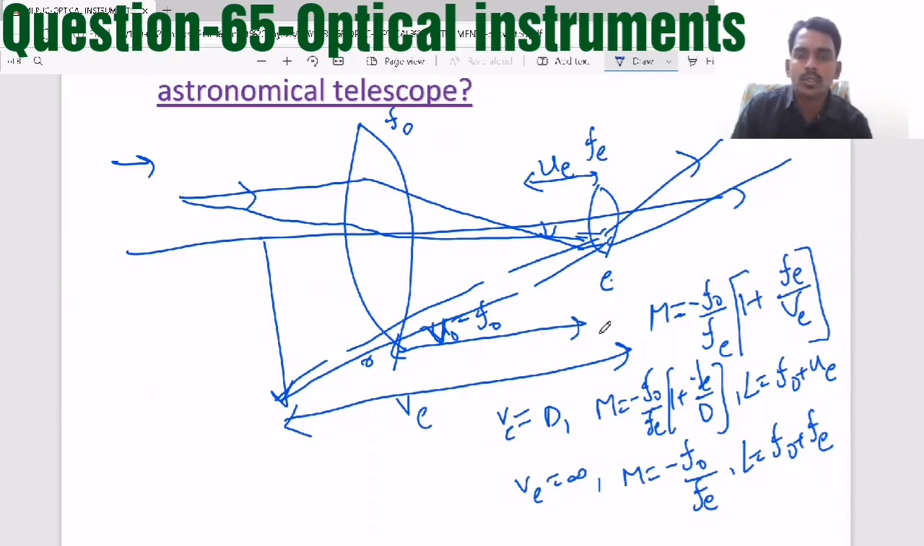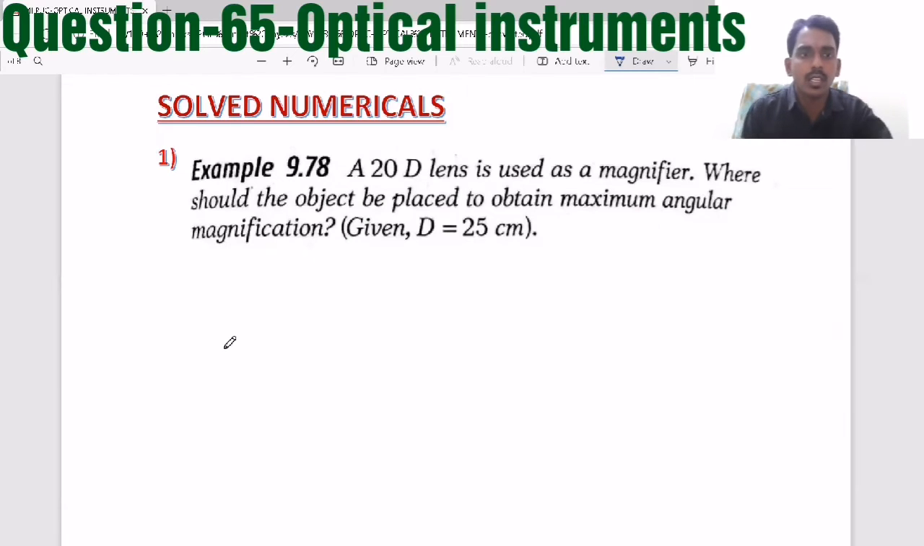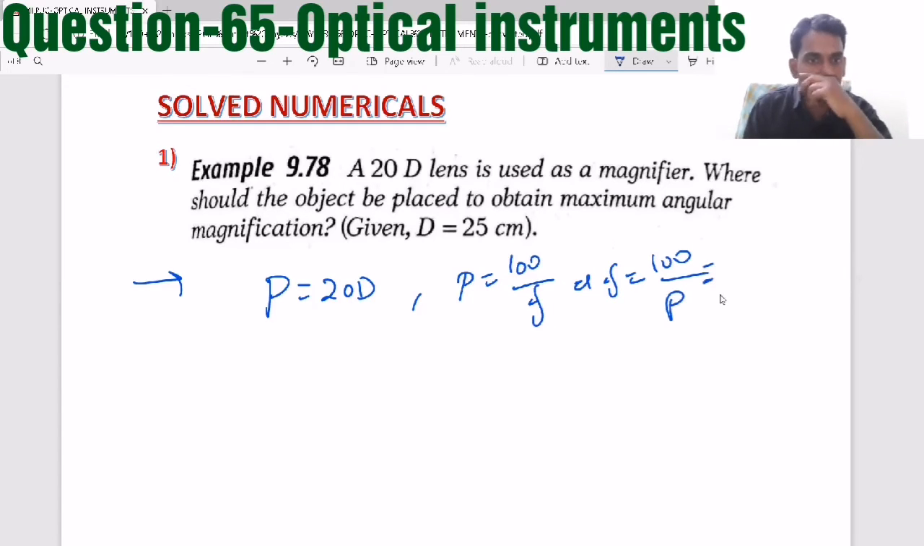So this is about the three optical instruments: human eye, microscope and telescope. So just remember these complicated formulas, then we can solve the questions. Let's see a few examples. The very first question is, a 20 diopter lens is used as a magnifier. The power of the lens is given as 20 diopter. Then power means 100 by f, so the focal length will become 100 by P, that is 100 by 20. So the focal length is 5 centimeter.